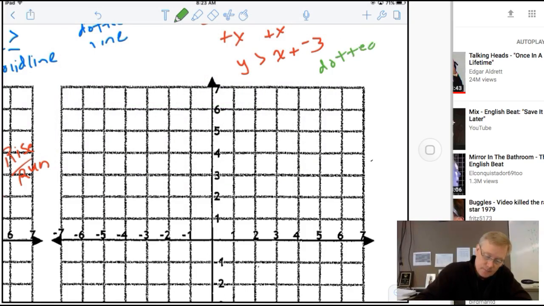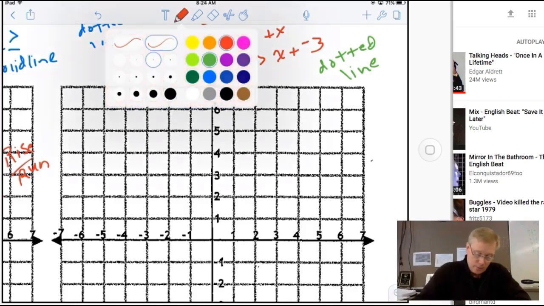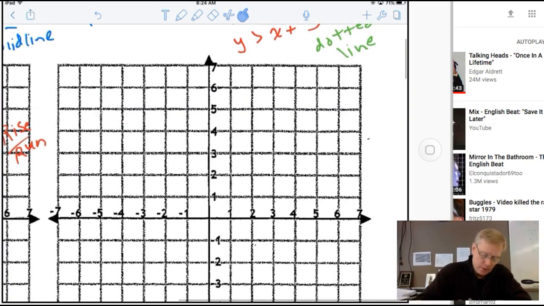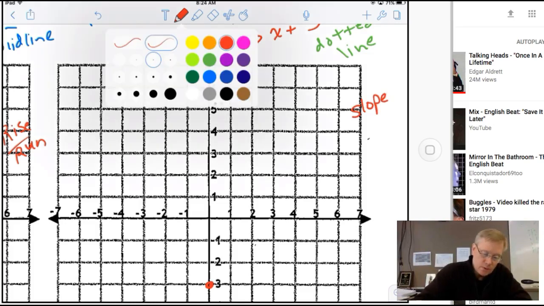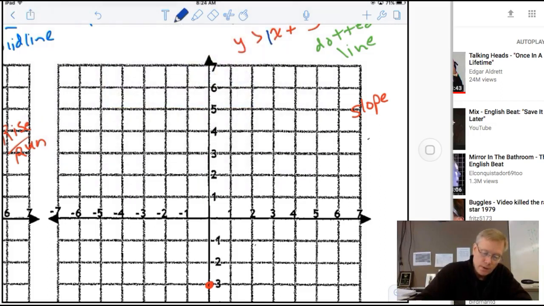Okay, now when I go and graph this, the y-intercept is -3, and the slope is what's in front of the x, and there's nothing there, so there's always an implied 1 there, so that would be 1 over 1. It goes in the positive direction, so I'm going to go up 1, right 1, up 1, right 1, up 1, right 1.